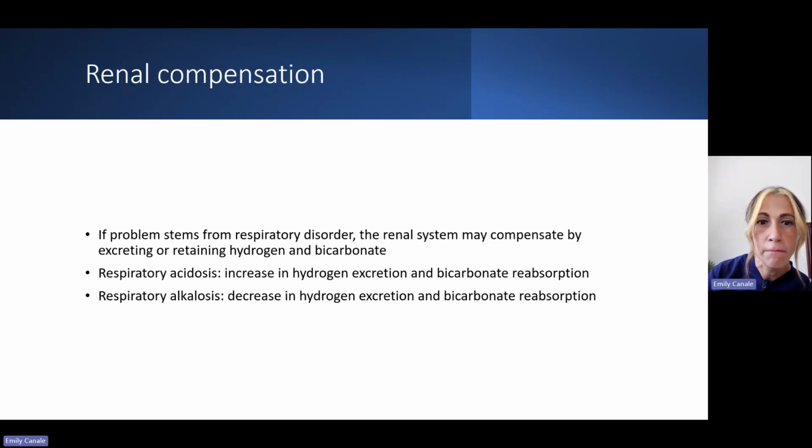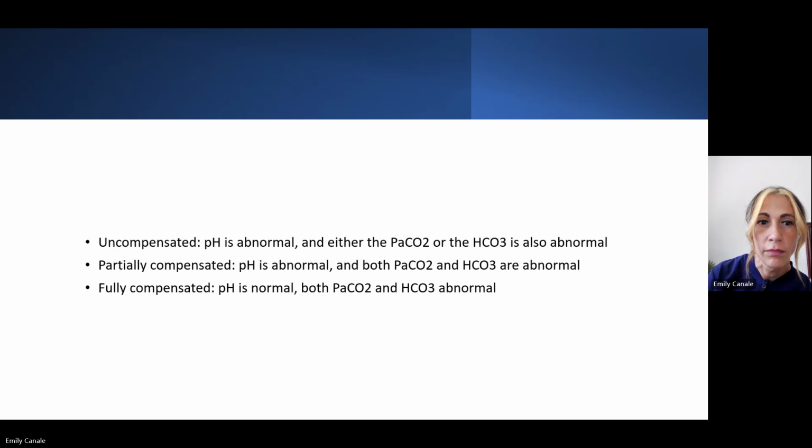So again, when we talk about the types of compensation, you have to be able to look at this and say, is it compensated or is it not? If it's uncompensated, then the pH is abnormal. That's always your first step, looking at the pH. And either the PaCO2 or the HCO3 is also abnormal. There's no indication that the opposite system is trying to fix the problem.